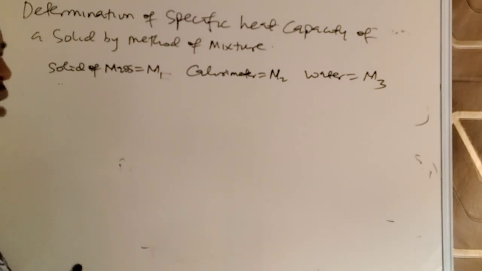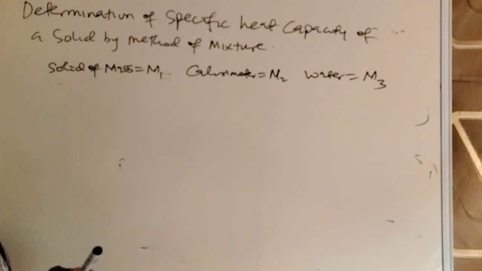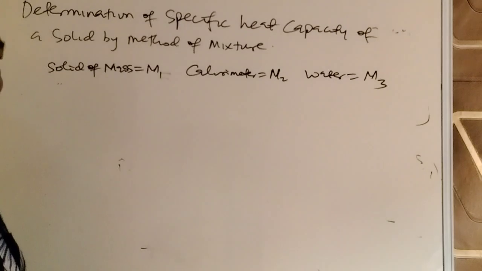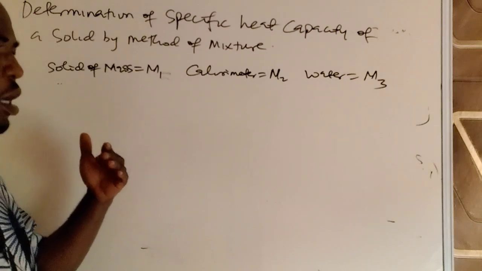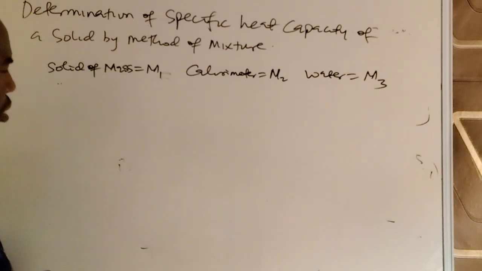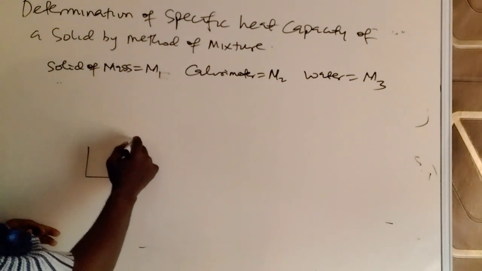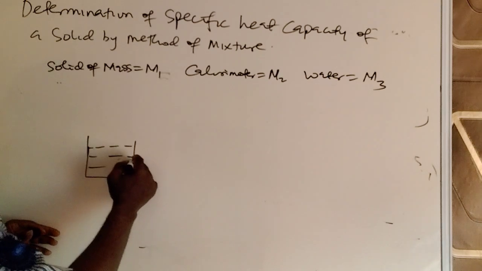I'll briefly describe it and then move to calculations. After the description, it's going to be calculations all through this video, because this is where we have plenty of calculations, and these are the areas students normally have issues with. So all we have to do is get a solid, get a beaker, and fill it to half of its volume with water.